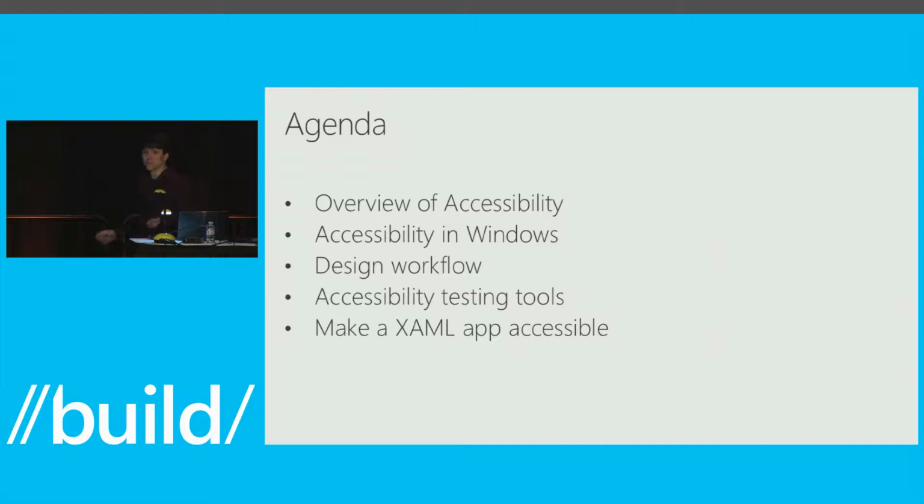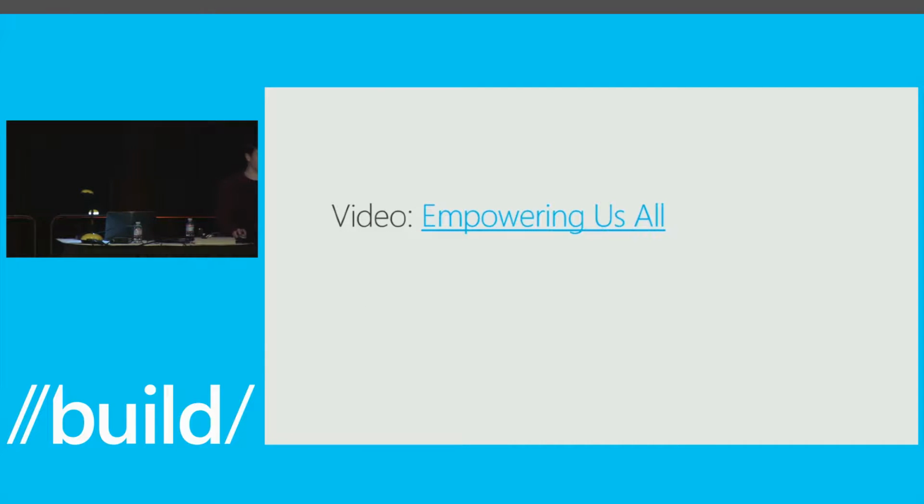I realize this is the only accessibility session at the conference, so I'll give a little bit of an overview of what accessibility is, why you should care about it, and what it means for Windows Store apps. Talk a little bit about what Windows offers in terms of accessibility, both in terms of what we offer to end users as well as how it's architected in Windows. And then we'll work through actually building an app, a tic-tac-toe app, and making it accessible using XAML and C#. So I'm going to start out by showing a video.